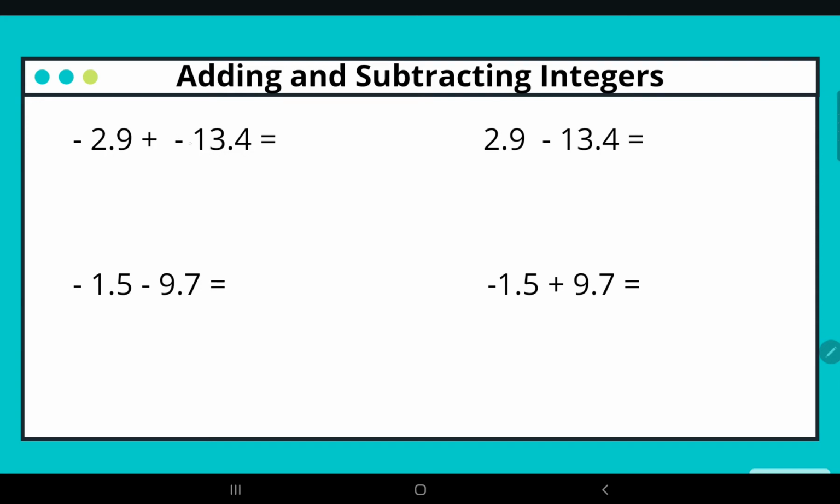So here I have different signs. Okay, I'm sorry, here I have same signs. So negative 2.9, negative 13.4. So this is going to be add. Okay, let's go ahead and do so.